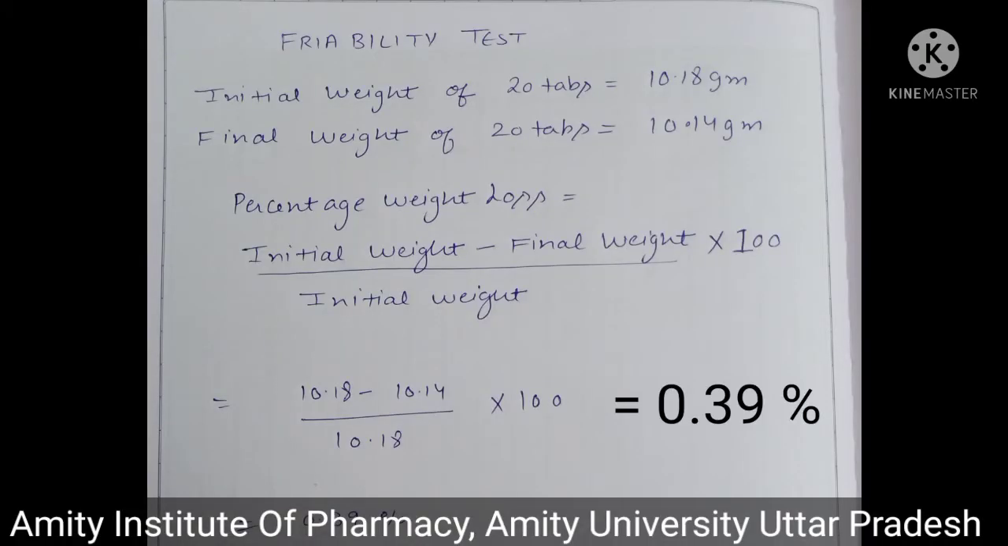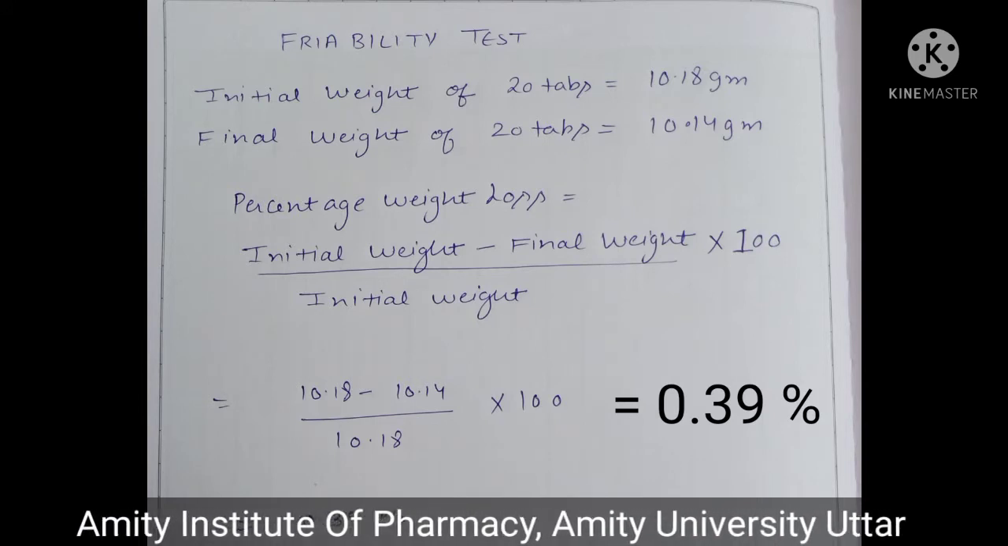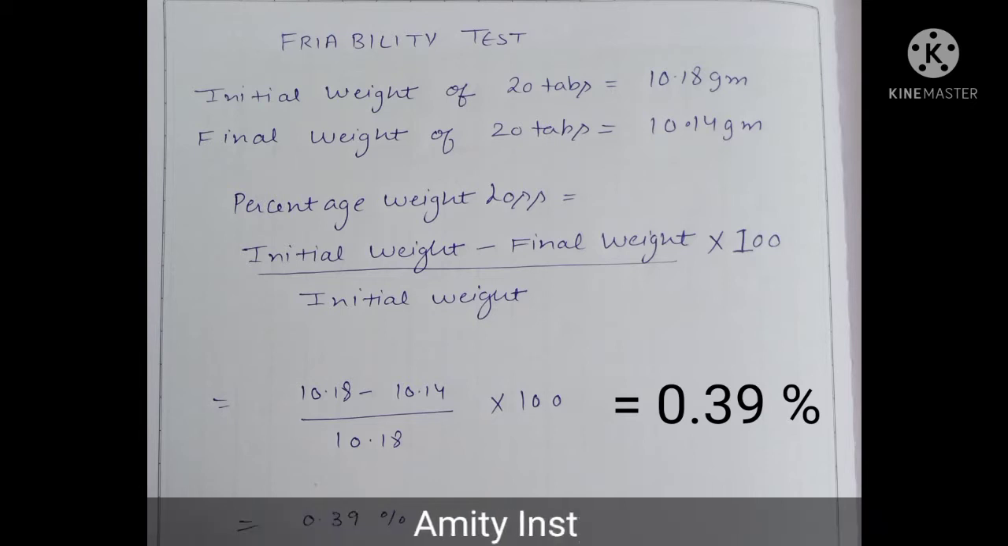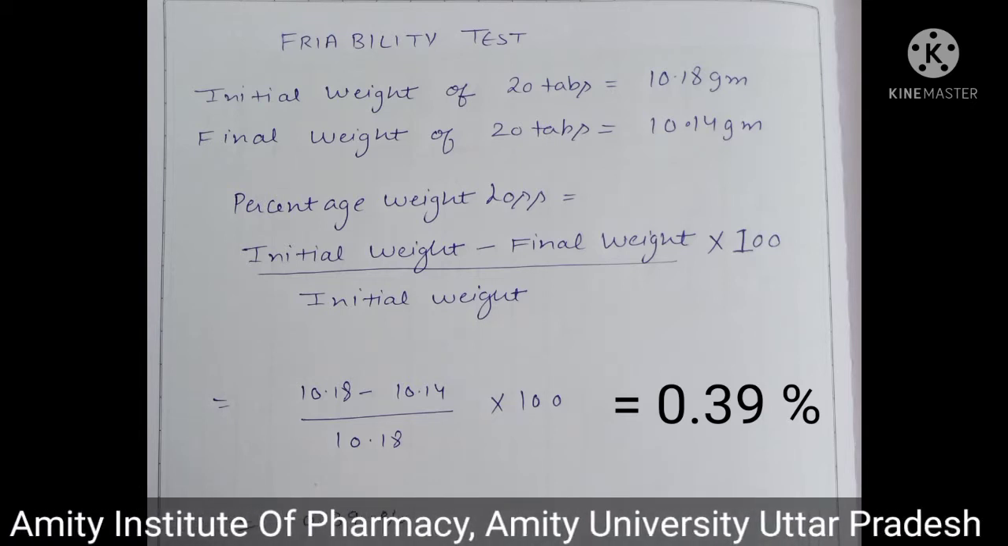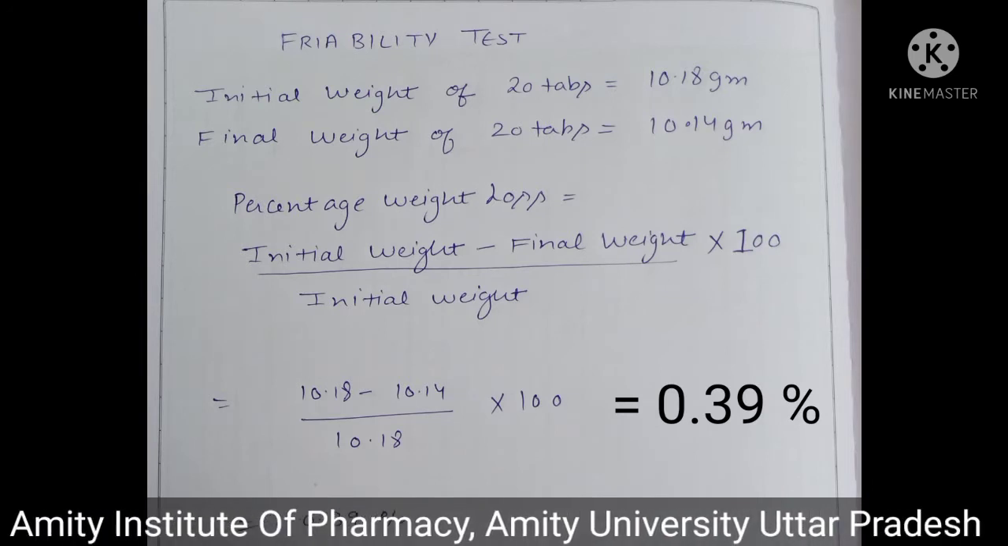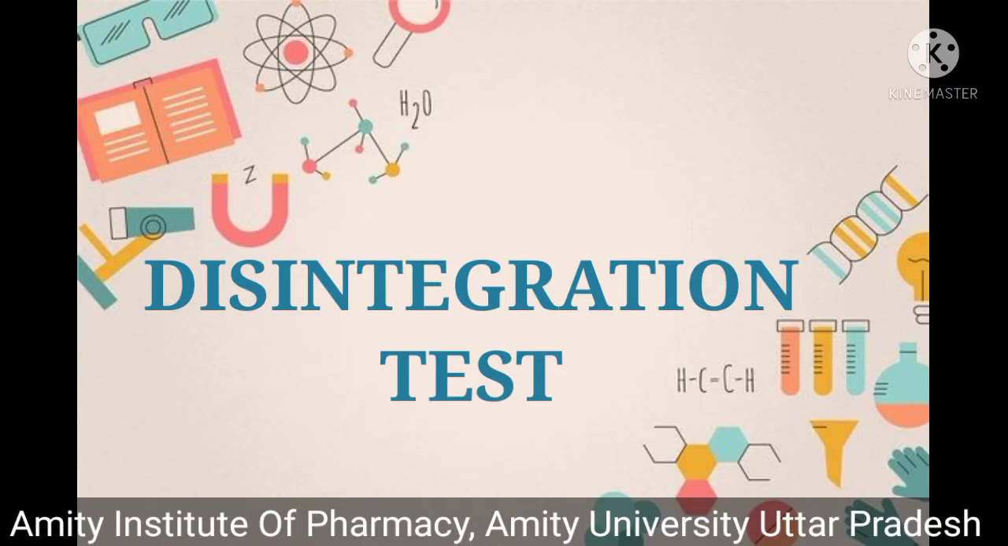Initial weight of 20 tablets was 10.18 grams and final weight of 20 tablets was 10.14 grams. Now we can calculate the percentage weight loss by using the formula: initial weight minus final weight, divided by initial weight, into 100. Percentage weight loss was found to be 0.39%, which is less than 1%. So our sample passes the test.